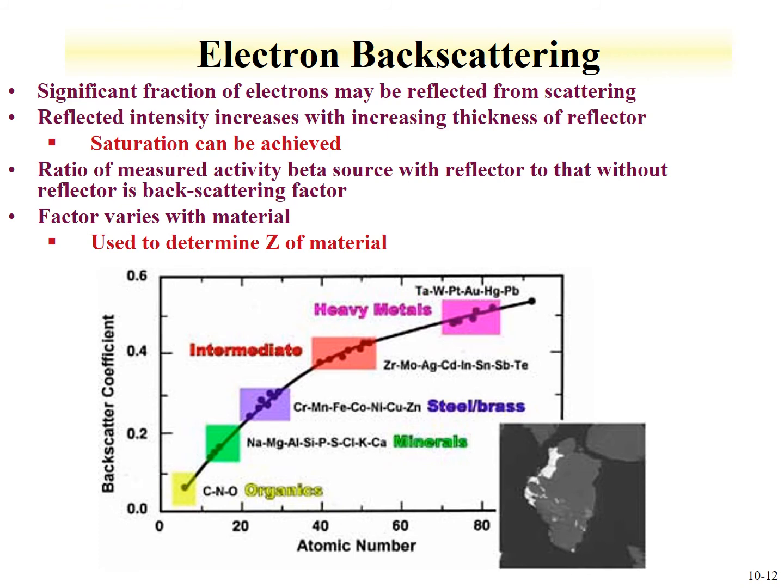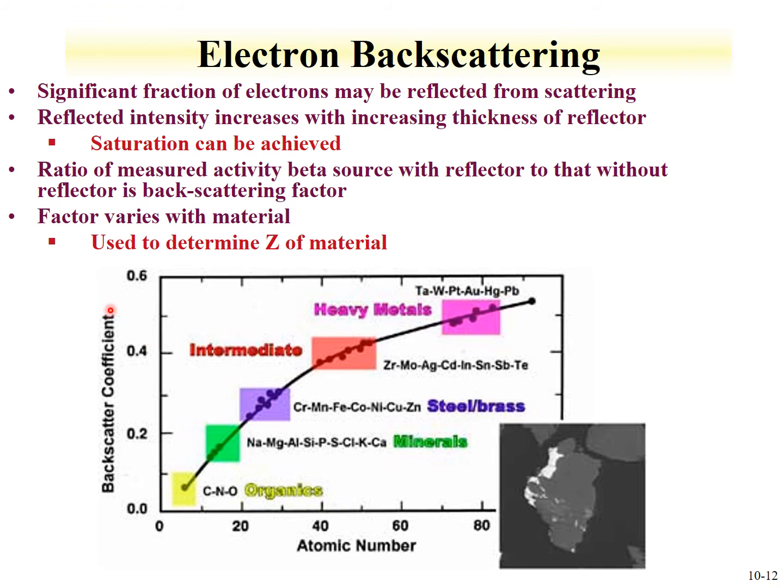This behavior of electrons, particularly how one could scatter electrons, is actually used in analytical methods. A significant fraction of electrons can be reflected from scattering. And the intensity of this reflection increases with the thickness of a reflector, and you can actually achieve a saturation where electrons can be entering material and then scattering back out. So one can evaluate a ratio of measured activity from a beta source with a reflector to that without a reflector. And this is something called backscattering. So you can understand a backscatter factor.